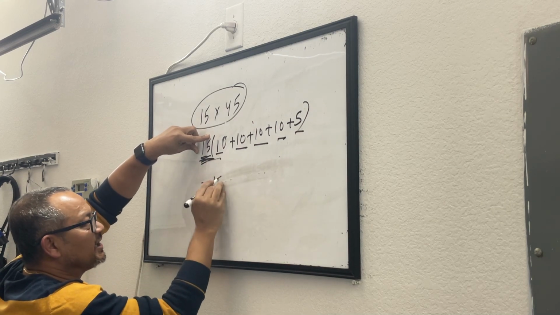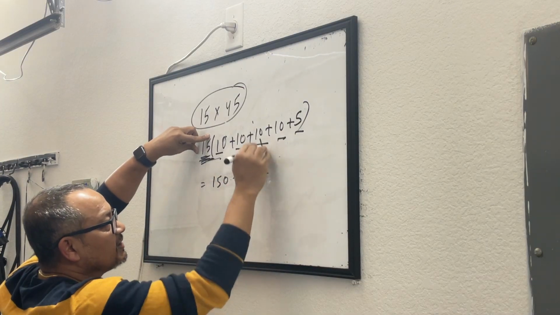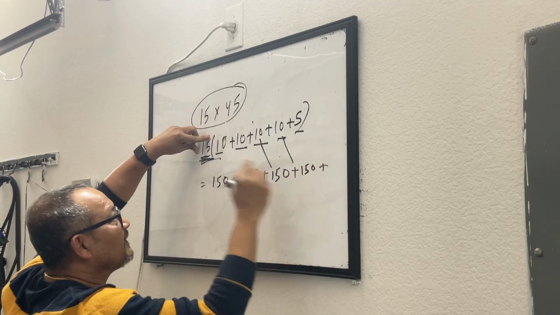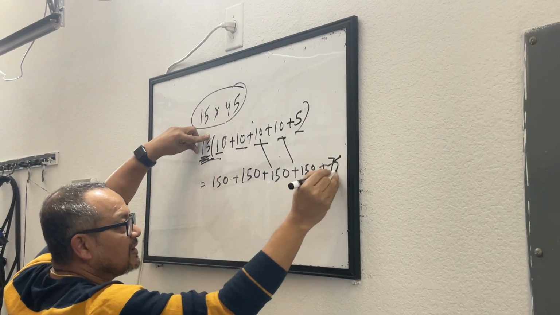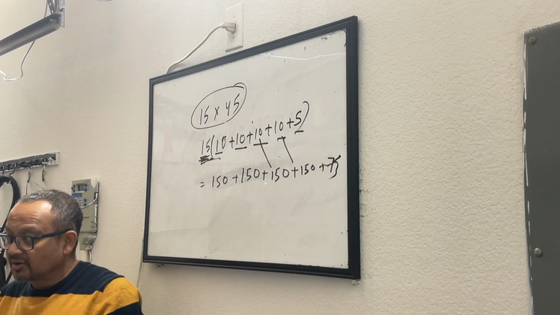This will be 150, plus this will be 150 again. This will also be 150. This will also be 150, plus 15 into 5, which is 75. And you can add these numbers to get whatever you want to get. This is with the numbers.